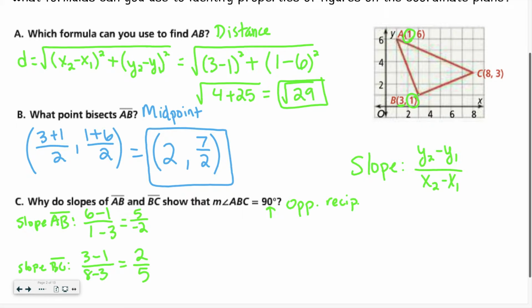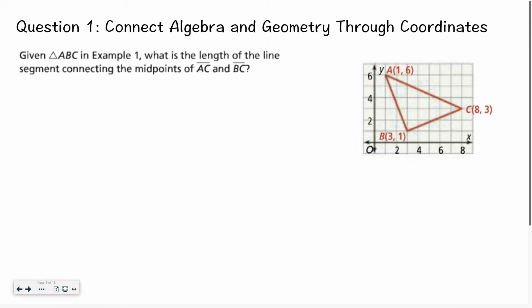So the reason they show that it's a right angle is because they have opposite reciprocal slopes. So there's all of your previous knowledge. Distance formula, midpoint formula, and slope. Now we're going to use that repeatedly throughout this lesson.